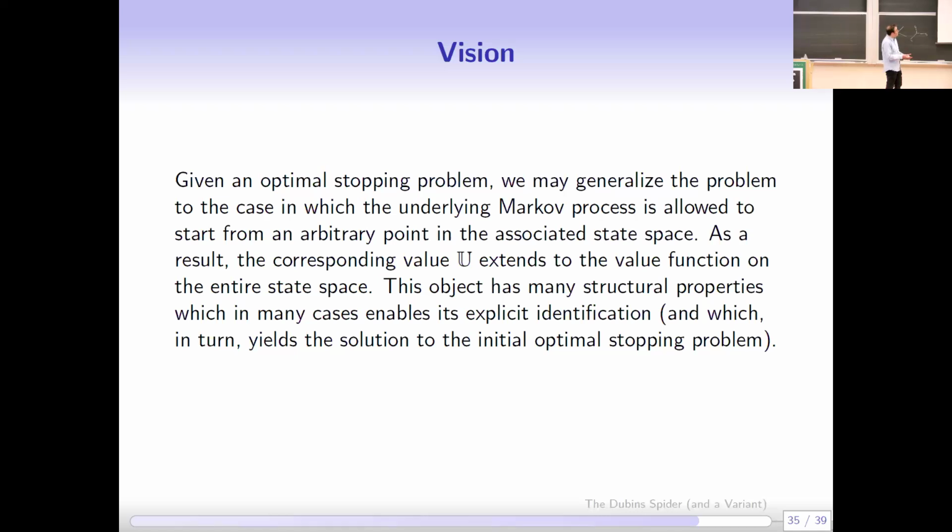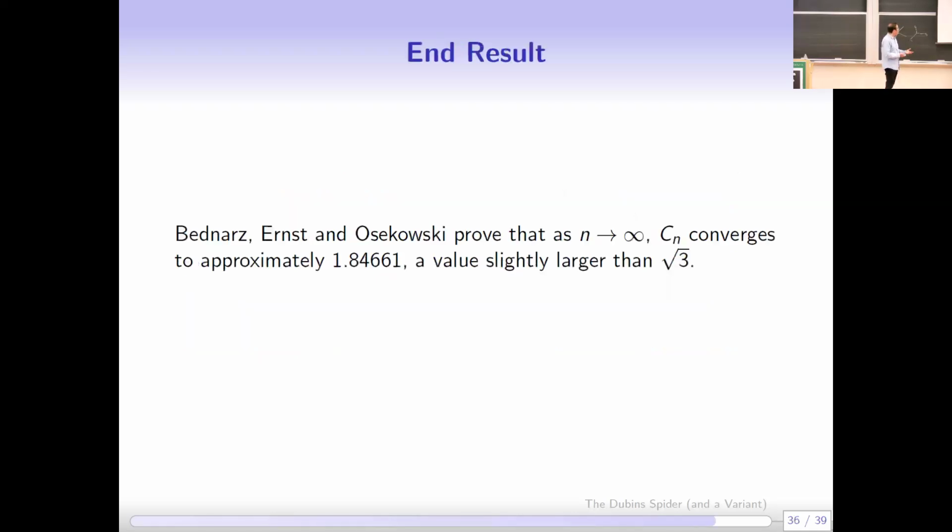It turns out that the corresponding value u extends to the value function on the entire state space. So that is a positive result. In the end, the punchline is that Cn for all n converges to approximately a value greater than root 3. So it converges to approximately this. And the tempting conjecture about the spider was that for C1, you had the constant to be root 2. For C2, you had it to be root 3.